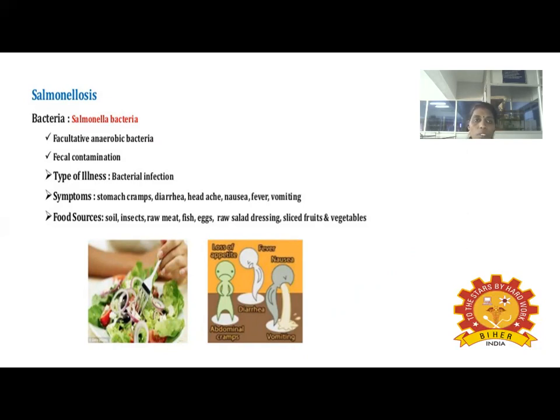When does salmonellosis come? The food sources are soil, insects, raw meat, fish, egg, raw salad, and sliced fruits and vegetables. It is better that when you are taking food, it should be fully boiled. Most of the diseases come because of unboiled food.